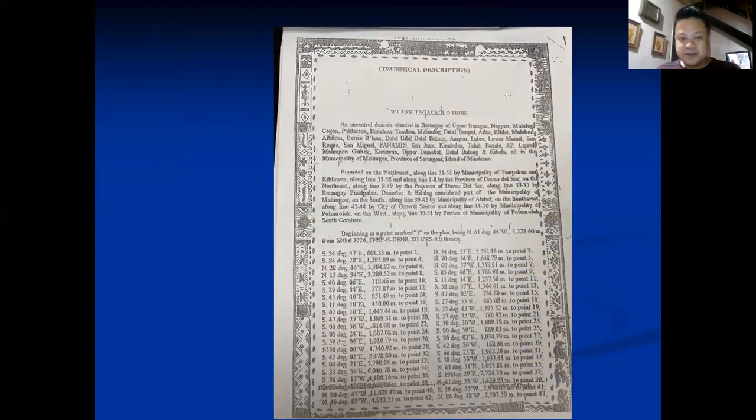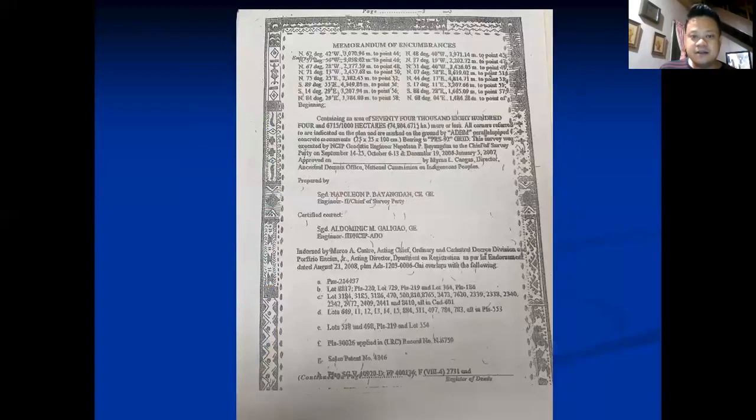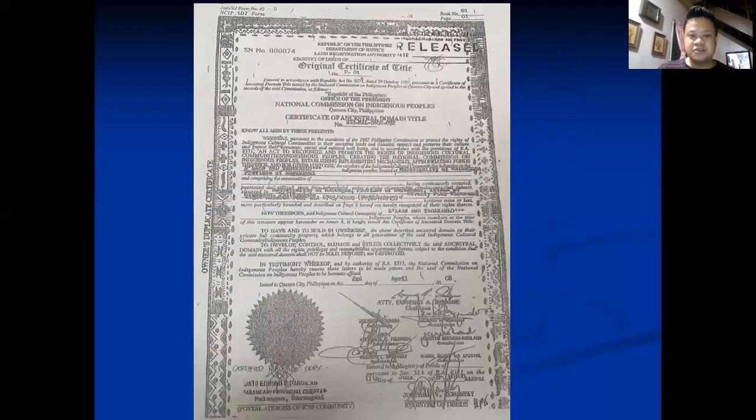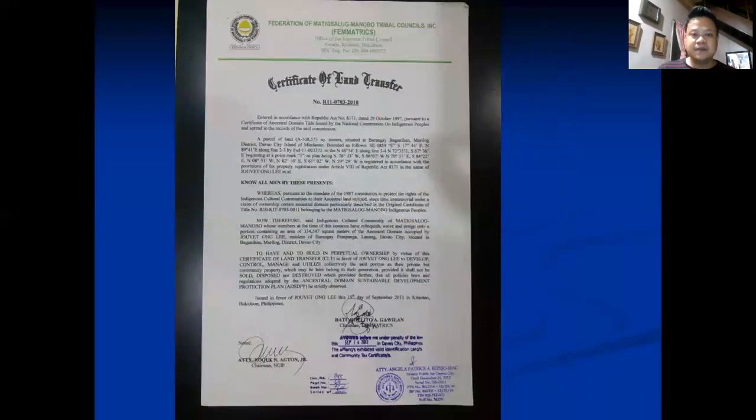It also provides for the geodetic points, the technical description of the same. Look at the area. It is 74,800 hectares. The square meters, hectares. So, ganun ka vast ang laki ng mga Certificate of Ancestral Domain Title, CADT. Okay?